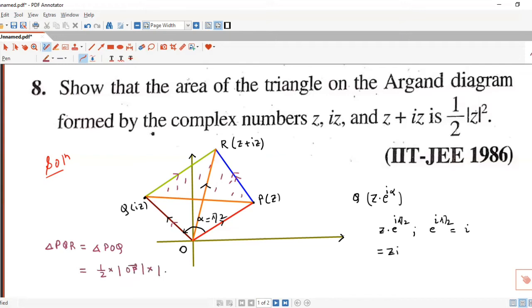Now I am going to join Q and R. We have this triangle. So now we have to find the area of this triangle PQR. Here we get a diagram which is nothing but a parallelogram. And you know that in the case of a parallelogram, the diagonal divides the parallelogram into two triangles and they are congruent, and congruent triangles have the same area.